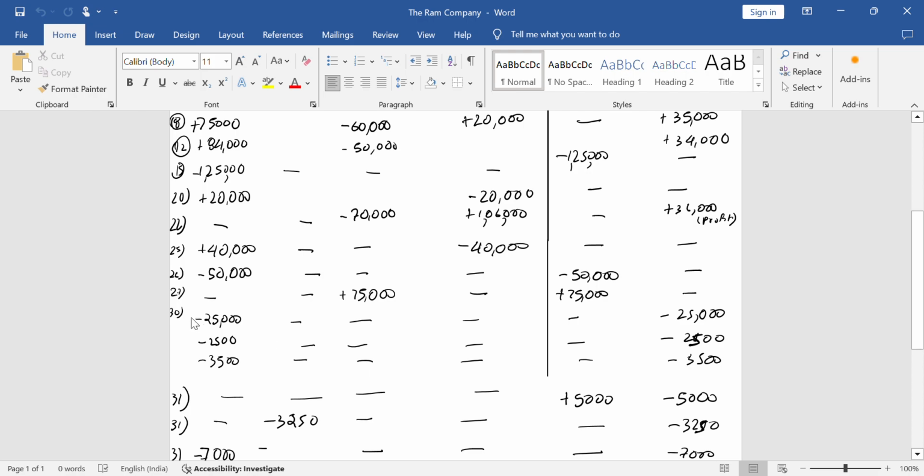Then on May 30th, the first transaction is paid rupees 25,000 cash for salary. 25,000 to be deducted from cash, 25,000 to be deducted from equity. As I have said earlier as well, expenses are to be deducted from equity and incomes are to be added back into equity. Then we also paid for telephone bill 2500 deducted from cash, deducted from equity. Then 3500 for utility bills, electricity bill. So 3500 from cash, 3500 from equity.